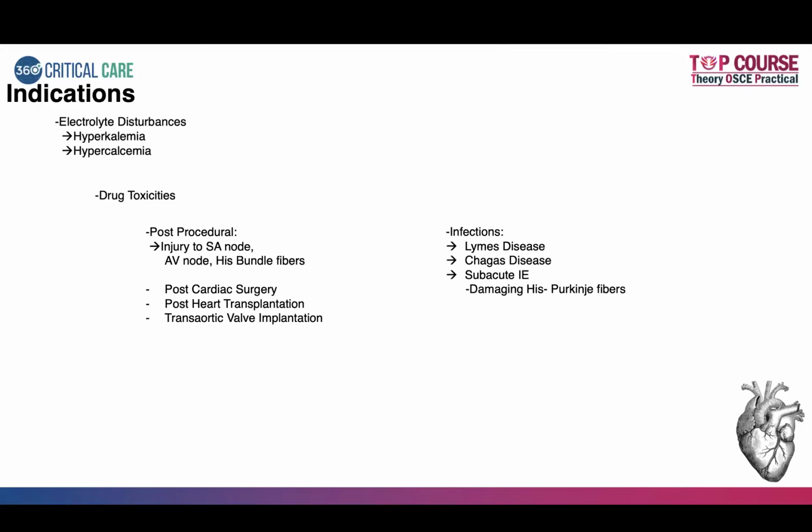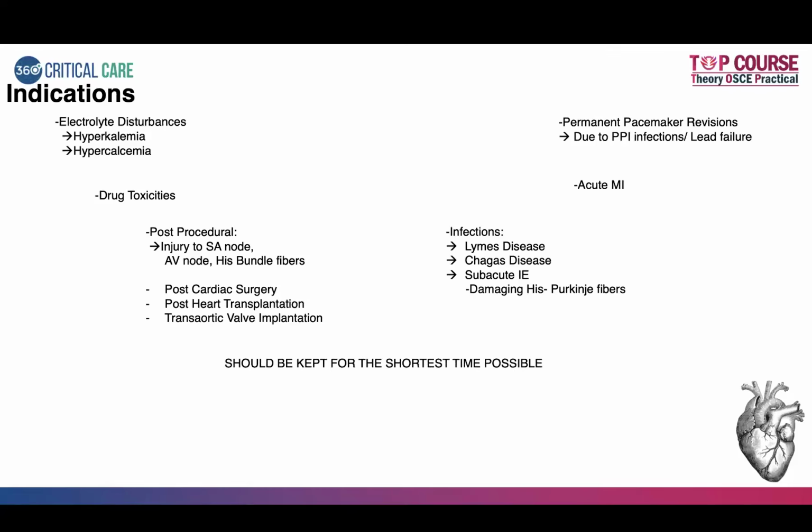The good thing is both Lyme disease and Chagas disease are very rare in India. So that is one reassuring thing. Then acute MI, and use during permanent pacemaker revisions, either due to pacemaker pocket infections or lead failure. The important thing that needs to be kept in mind is that transvenous pacing needs to be kept for the lowest time possible. Now, there are certain references that say that you need to keep it for a maximum of 7 days, whereas some say you can go to a maximum of 14 days.